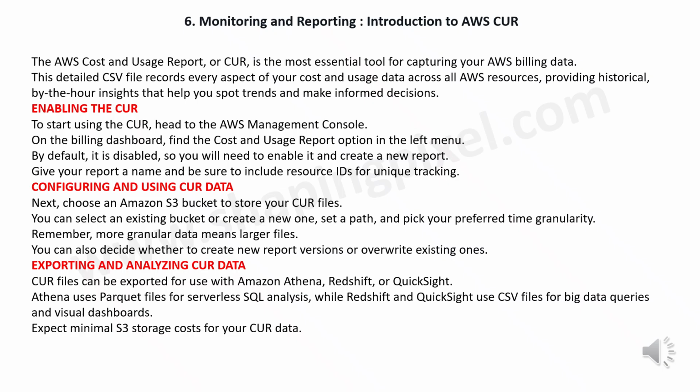Give your report a name and be sure to include resource IDs for unique tracking. Next, choose an Amazon S3 bucket to store your CUR files. You can select an existing bucket or create a new one, set a path, and pick your preferred time granularity. Remember, more granular data means larger files. You can also decide whether to create new report versions or overwrite existing ones.